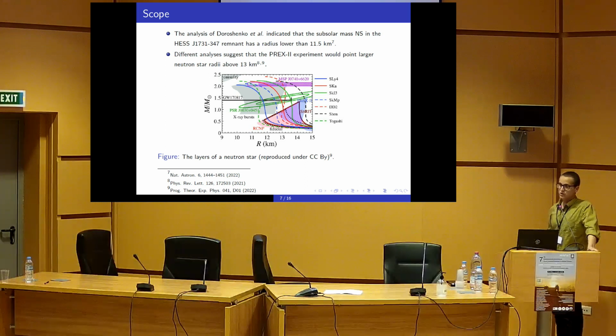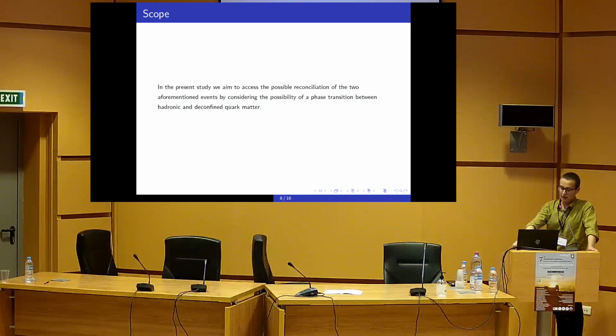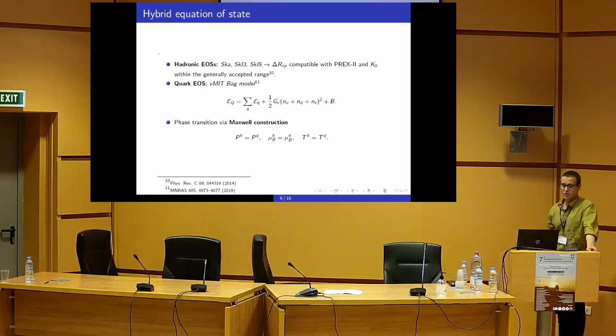So the main question is: how could we use nuclear models that fit the PREX-II results, but also can explain such a low radius neutron star observation? And what we're going to apply is a possible phase transition to a phase of deconfined quark matter. So in the question mark in the center of the neutron star, we are going to assume that the degrees of freedom are mainly u, d, and s quarks. And in order to do that, we are going to construct hybrid equations of state.